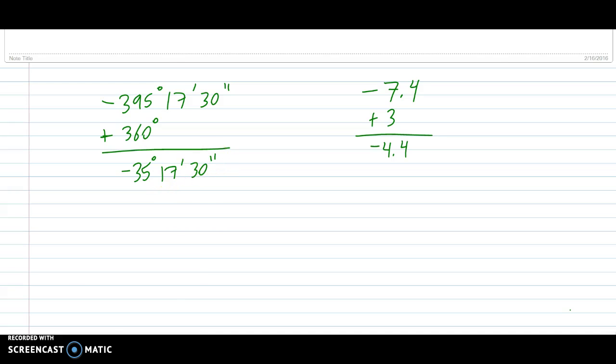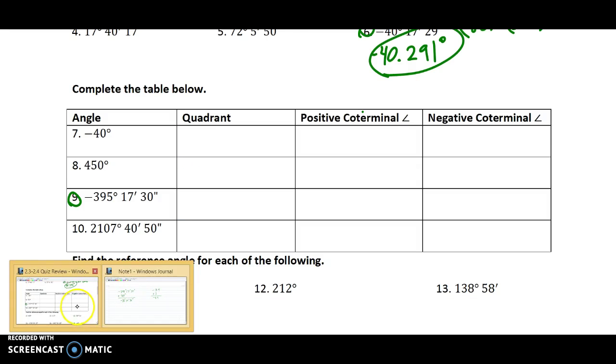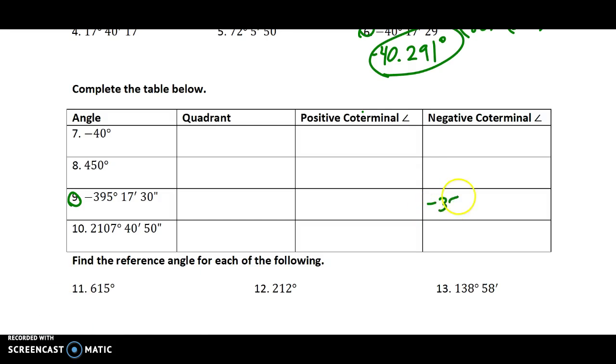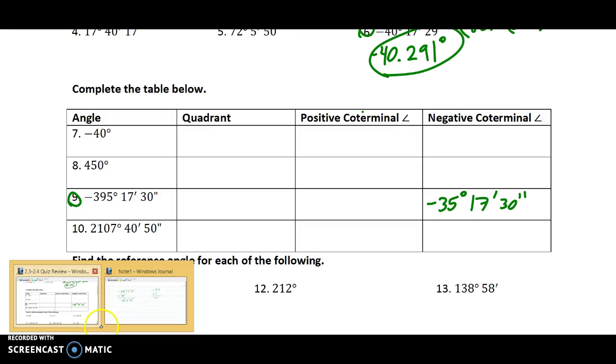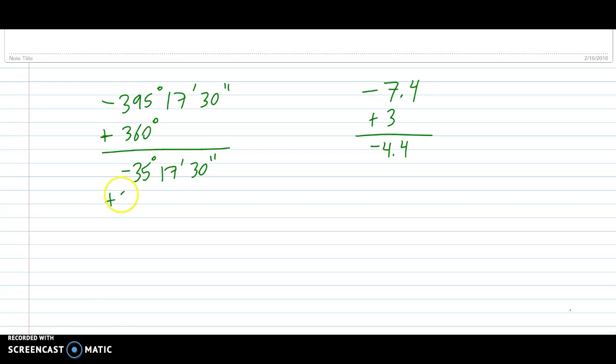By the way, there's a negative coterminal angle: negative 35 degrees, 17 minutes, 30 seconds. Might as well use them, rather than subtracting another 360, which you could do. But we still need to figure out what quadrant we're in, so I need to add another 360 degrees. Here's where things get bad, okay? Think about this negative 4.4. If I added another, let's say I added 6, is the answer 2.4?